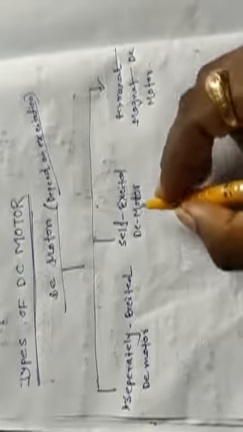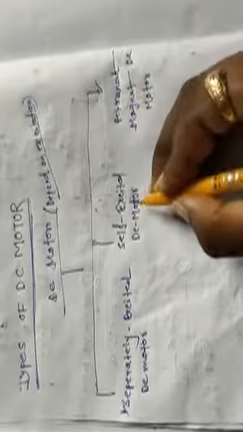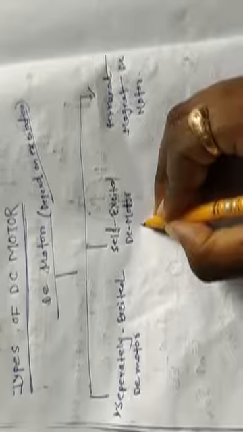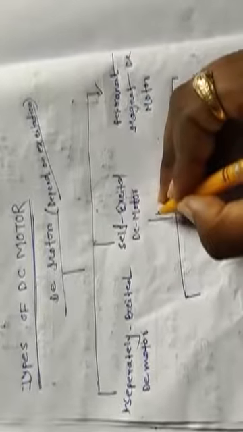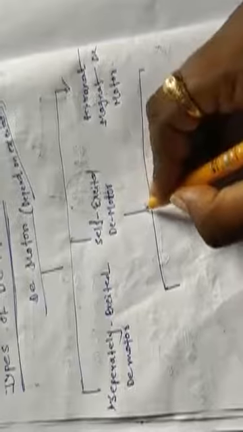Then, further separated: separately excited DC motor, self-excited DC motor, permanent magnet DC motor. Self-excited DC motors are further divided into three types. This division depends on the winding arrangement.